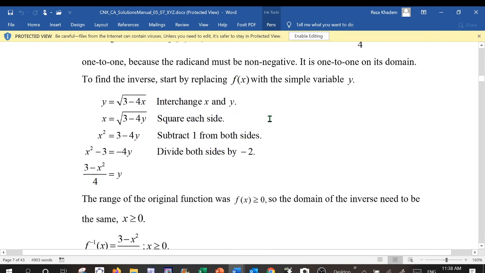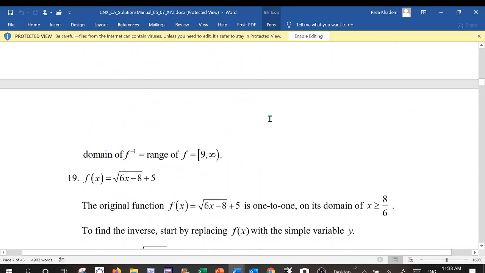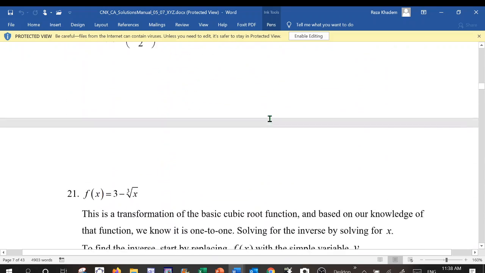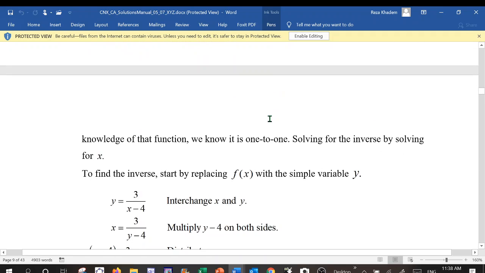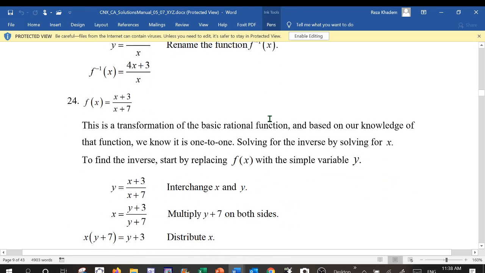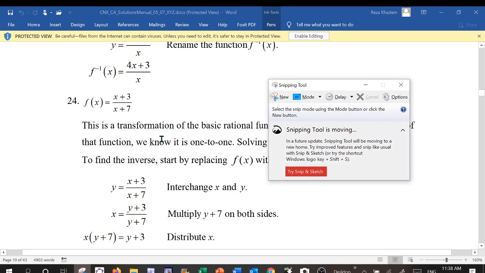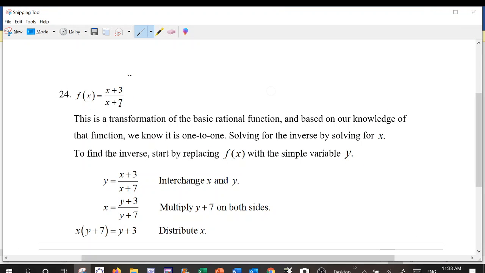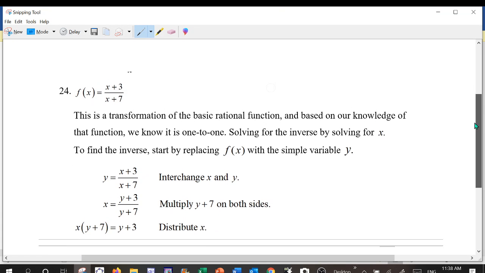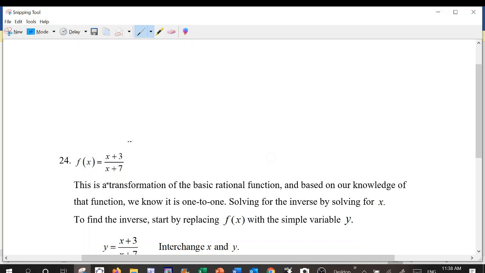So let's do maybe a few more. Let's do 24. Now, this graph, as we discussed before, you can divide it, and you see there's a transformation of 1 over x actually. But for now, we don't need that. We just have to find the inverse.